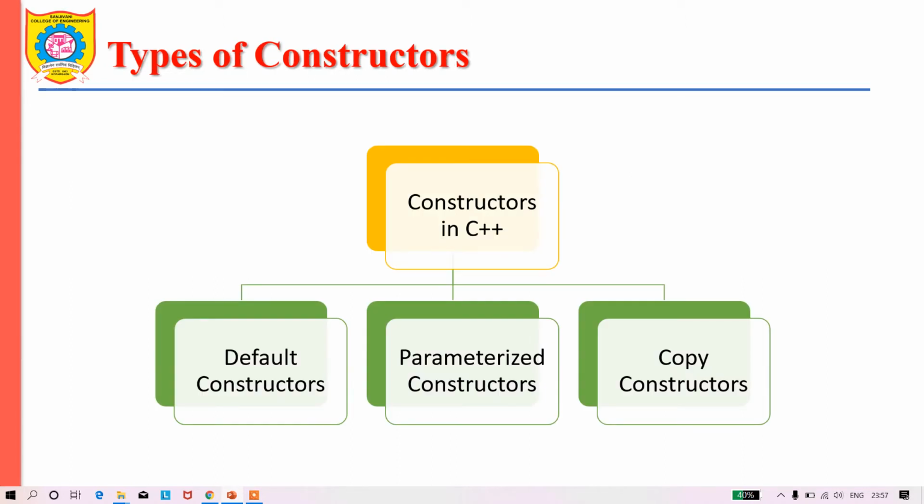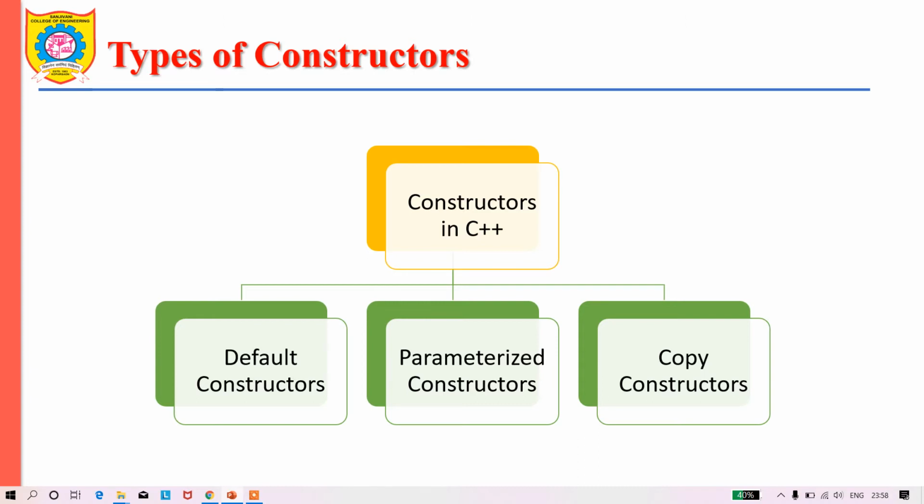Let us see the different types of constructors. There are three different types of constructors in C++. The first one is default constructor, the second one is parameterized constructor, and third one is copy constructor. In this lecture, we are going to focus on default constructors and parameterized constructors.